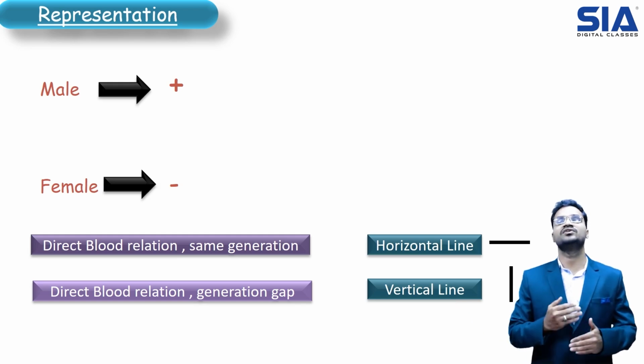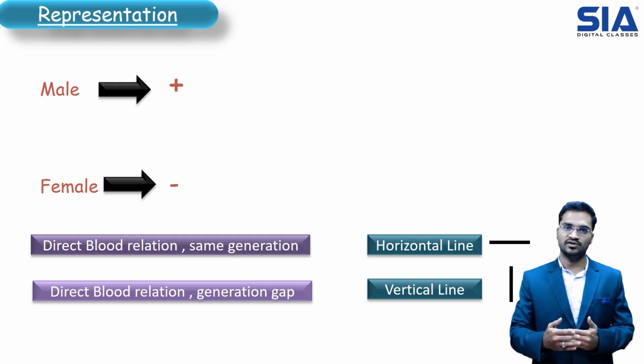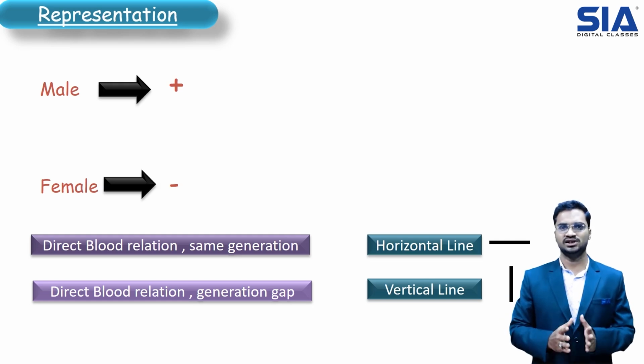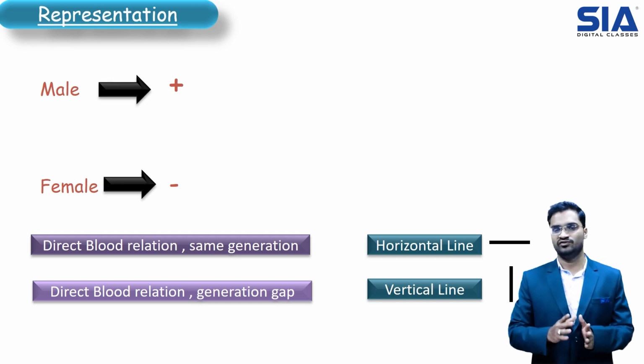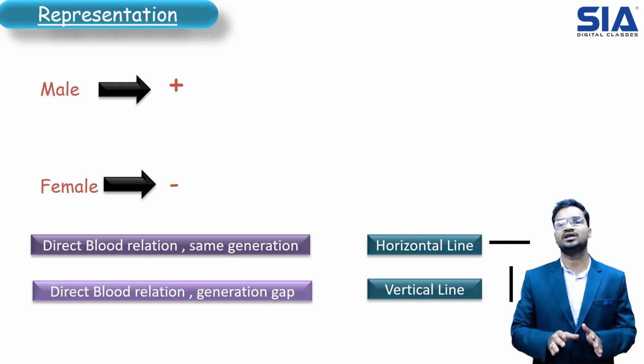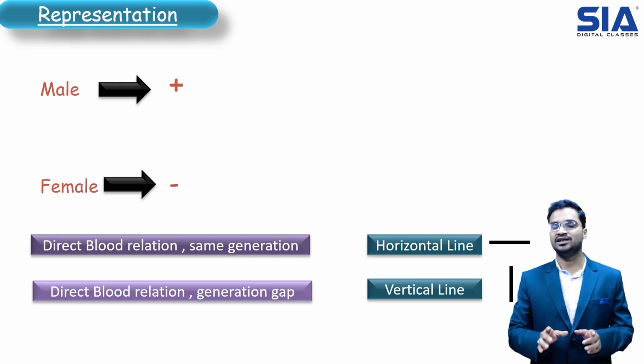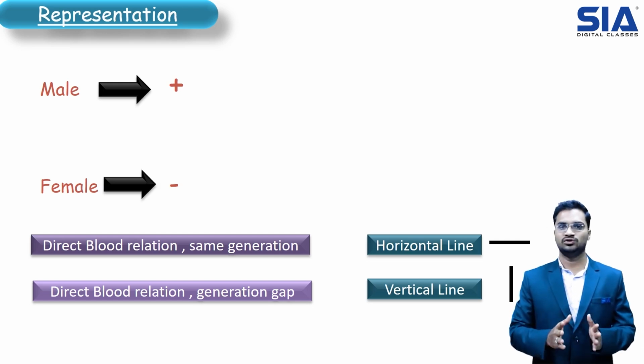Whenever we are changing the generation, we have to draw a vertical line. So these are the introductions of blood relations. One more point to be added here: whenever a person is married to someone, we represent them with a double-sided arrow. We represent the marriage with a double-sided arrow. So these are the introductions of blood relations.